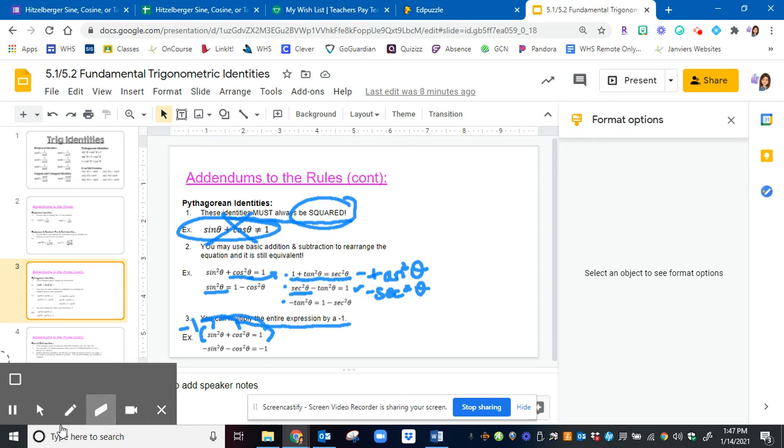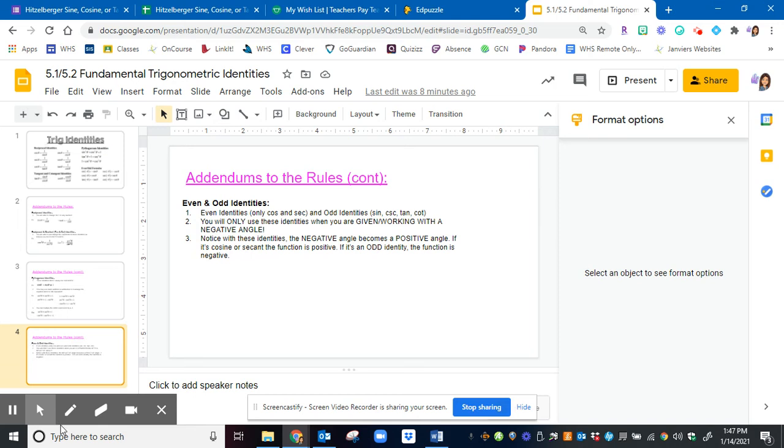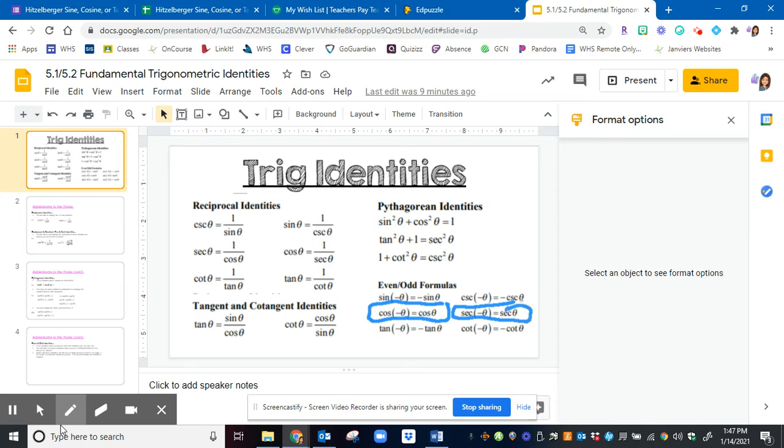And then last but not least is our even and odd identities. There's a bunch of them. There are 6 of them because we have 6 trig functions. I just wanted to point out that cosine and secant are different than the other 4, and there is a reason for that. Cosine and secant are the only ones that are even.